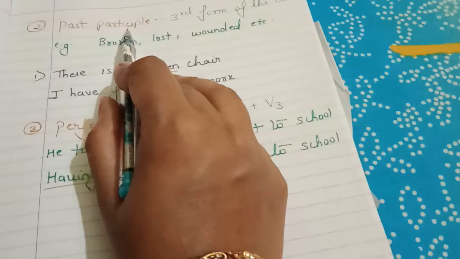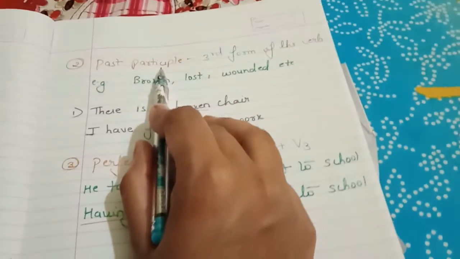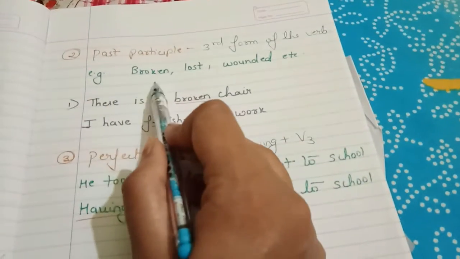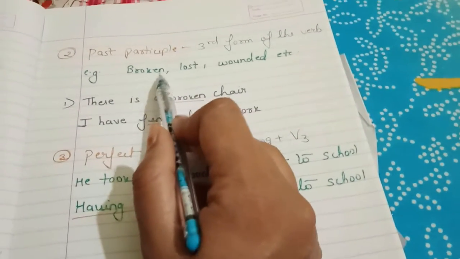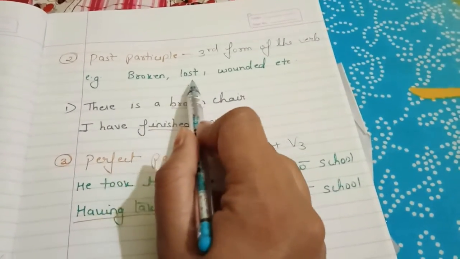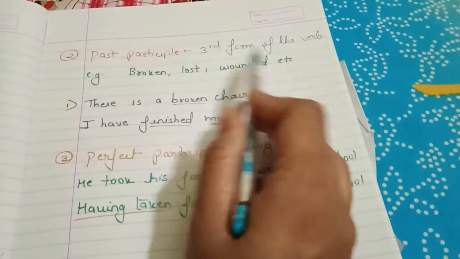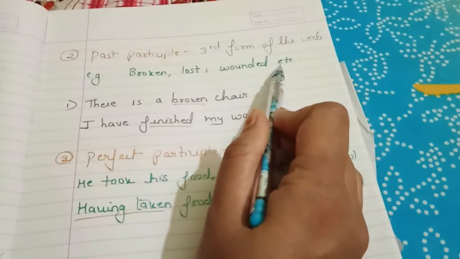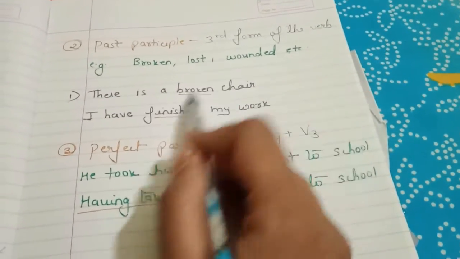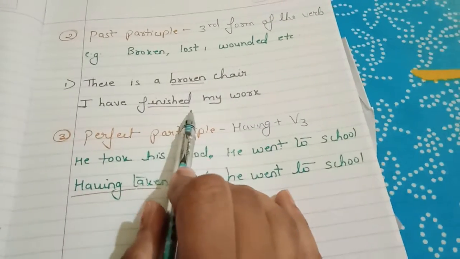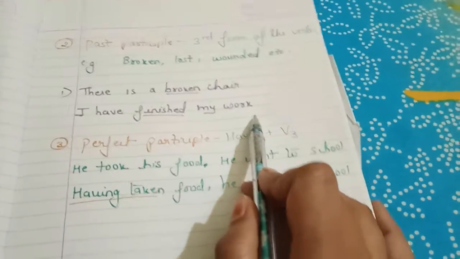Past participle is the third form of the verb. For example, broken. This is the third form of the verb. Lost, wounded, etc. These are the third forms of the verbs. There is a broken chair. I have finished my work.